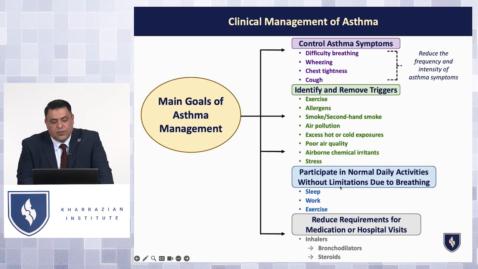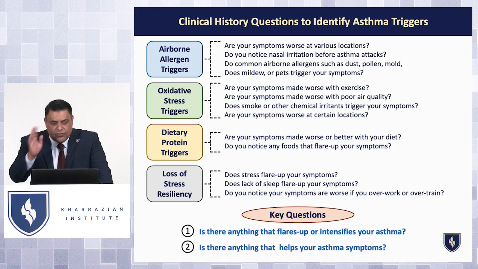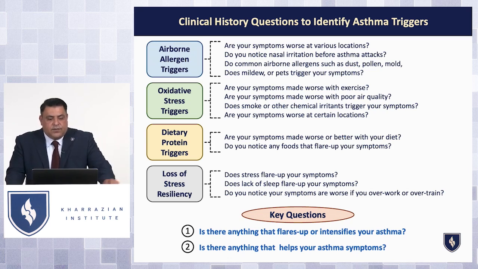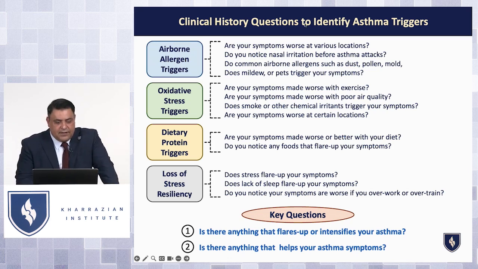And so these are things you want to really establish in the very beginning with your patients that are dealing with asthma. Now, when you do a clinical history, there are some really important questions to help identify asthma triggers. So I made a list of these, and you can even use this as a guide as you're working with your patient. Go, let's try to find some triggers together. Let's first look at the symptoms associated with airborne allergen triggers. Are your symptoms worse at various locations?